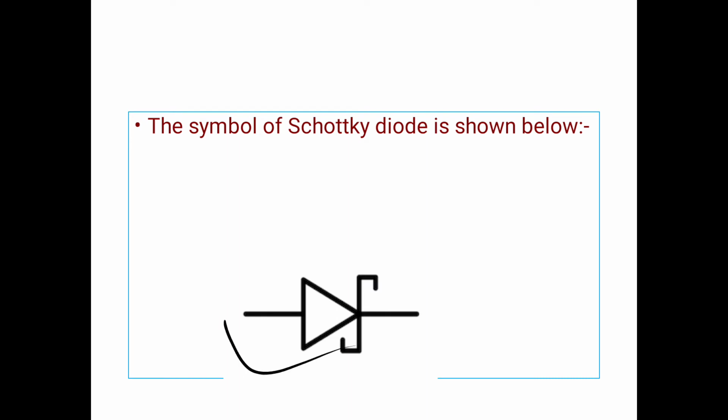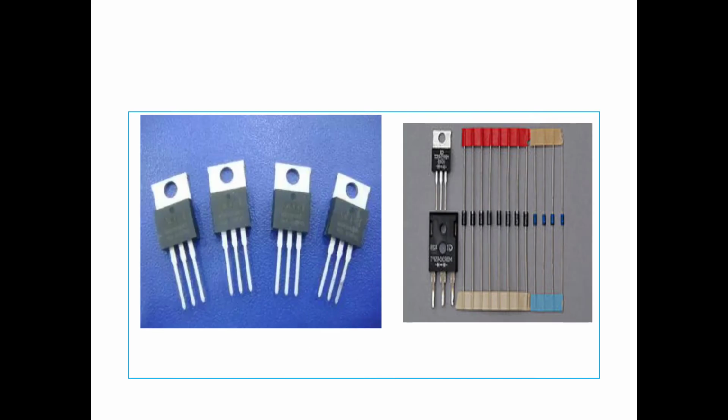And you can see this is the basic symbol for the Schottky diode. Here this is the normal PN junction diode, and it is represented by S symbol in the forward direction. And this is the practical Schottky diode. If you buy this practical Schottky diode, then it will look like this as it is shown in the given figure. So you need to remember this image, so that if you are buying a Schottky diode, then you will recognize that it is the Schottky diode.